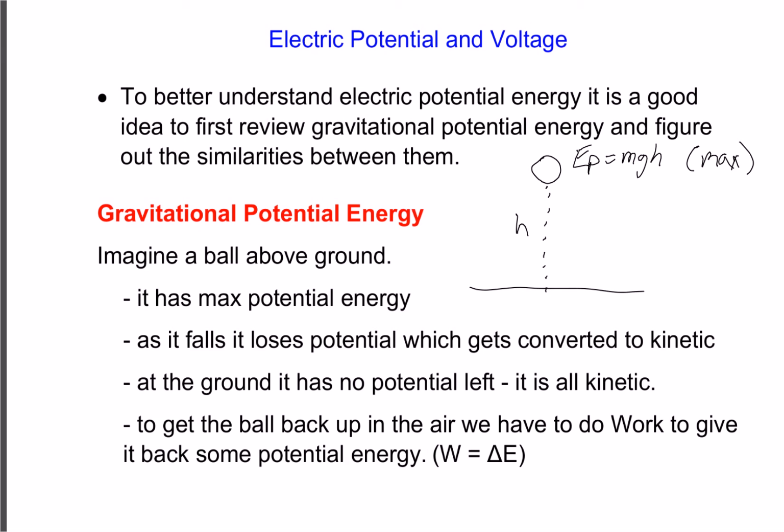Then we know that as it falls, okay, so if it's somewhere down around there, our potential will be a lot less, right? Because it's a lesser height, so we'd have less potential now.